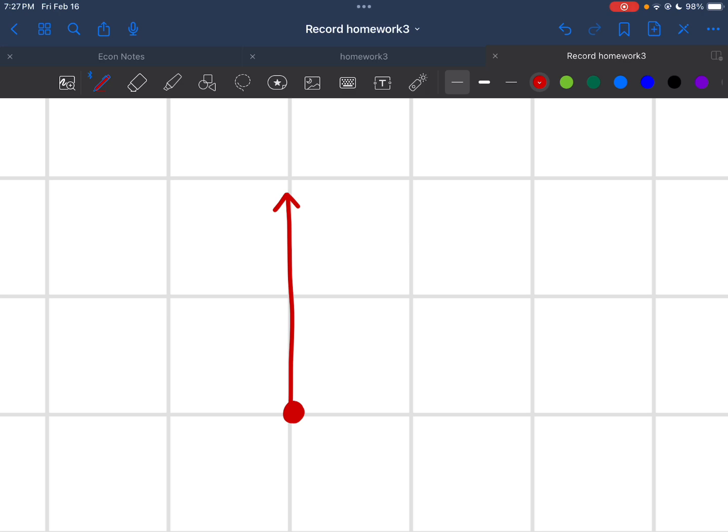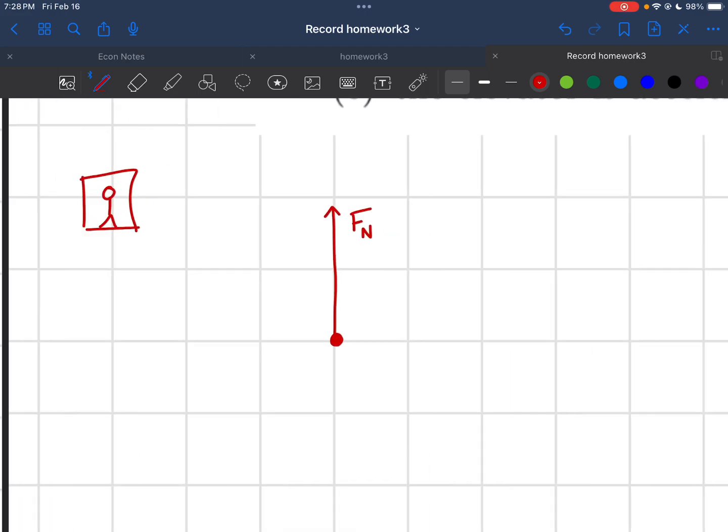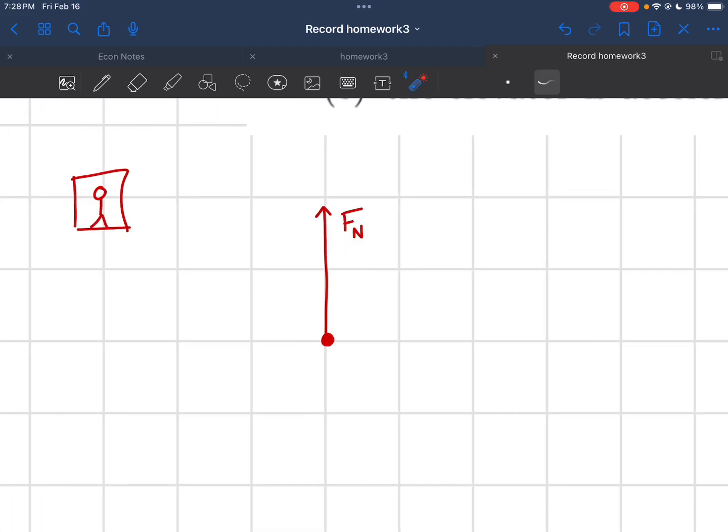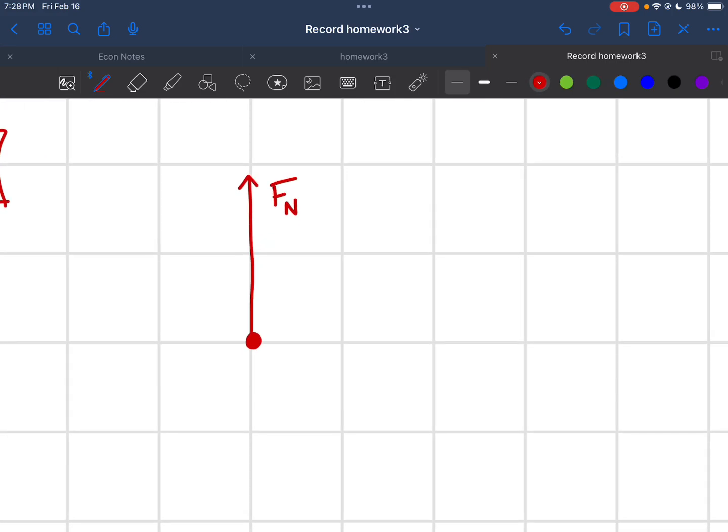So I can call that the force of the elevator, or since it's a person standing on a surface, I can call that my normal force. The force that is normal or perpendicular to the surface that the person is standing on. Normal means perpendicular. We do not put a normal force on our diagram unless we can say this force is perpendicular to this surface. All right?